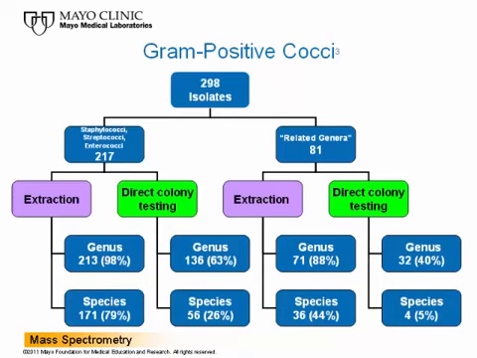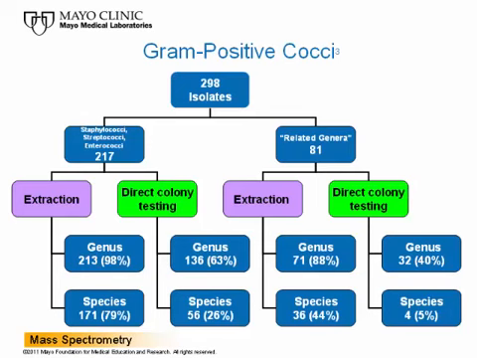Staphylococci, Streptococci, and Enterococci subjected to extraction yielded a genus-level identification in 98% of cases and a species-level identification in 79% of cases. Staphylococci, Streptococci, and Enterococci tested directly from colonies yielded a genus-level identification in 63% of cases and a species-level identification in 26% of cases.